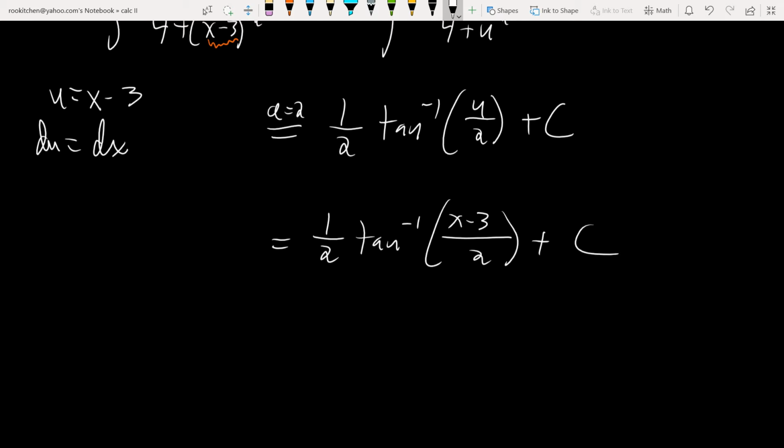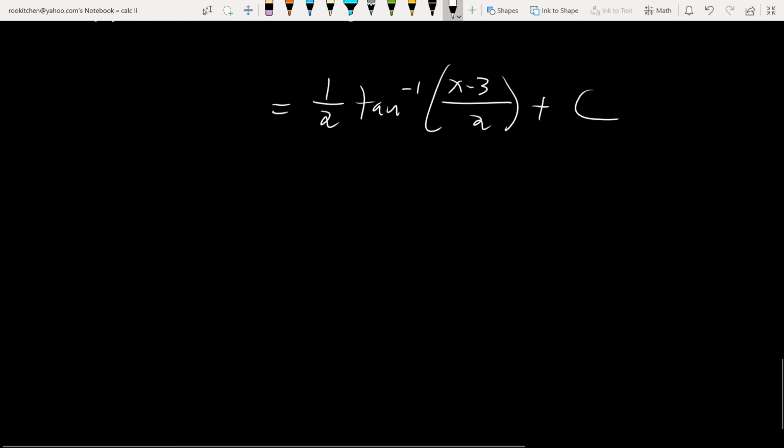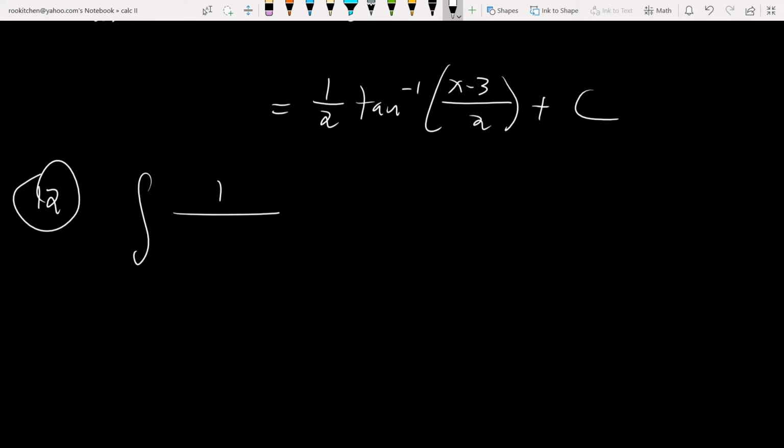Okay, so weird. All right, let's look at maybe something more complicated. Let's look at number 12, I guess. Seems like a weird one. You have the integral of 1 all over x times the square root of 1 minus ln of x squared.